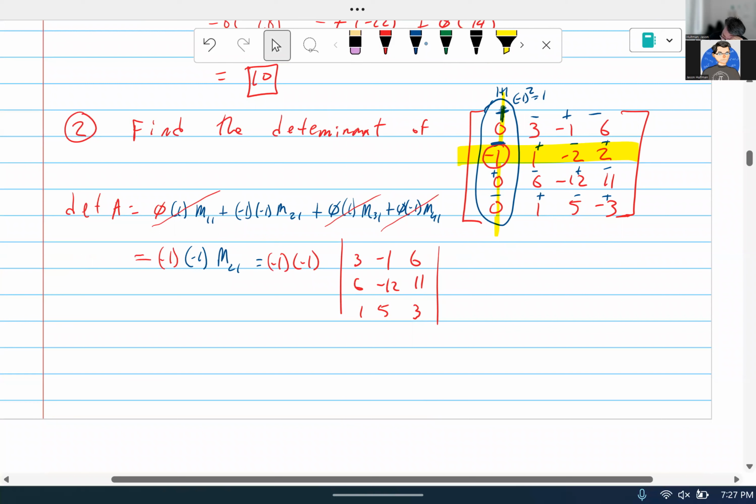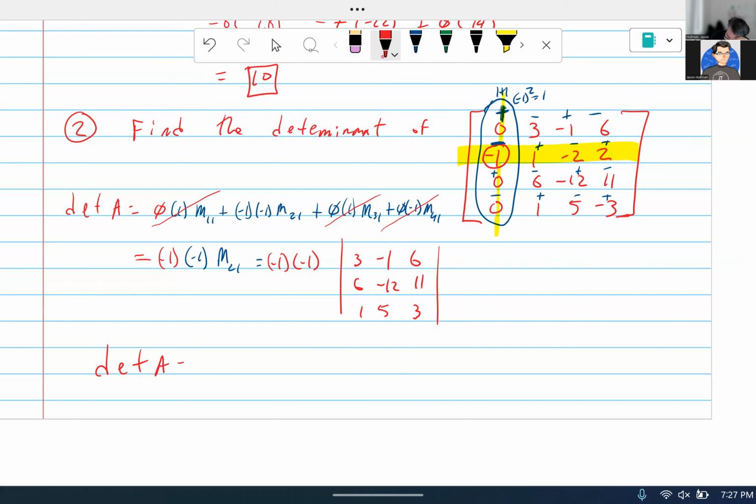Okay, so let's find the determinant of this matrix here. We're going to do the same process that we did before. I'm going to speed it up a little bit because I already explained it once. The determinant of matrix A is going to be the determinant of this thing that we're just multiplying by -1 times -1, which is 1, times the determinant of 3, -1, 6, 6.